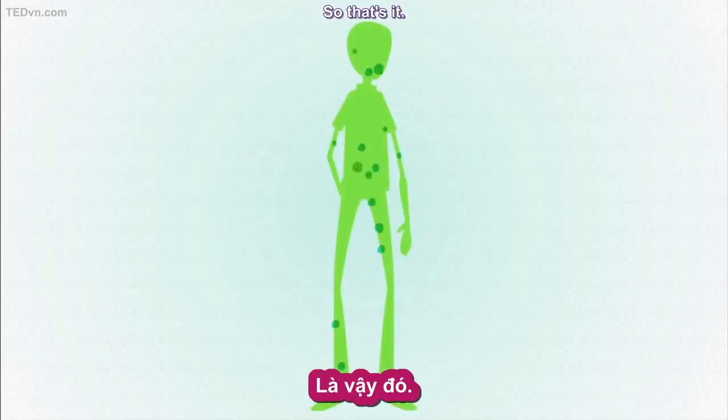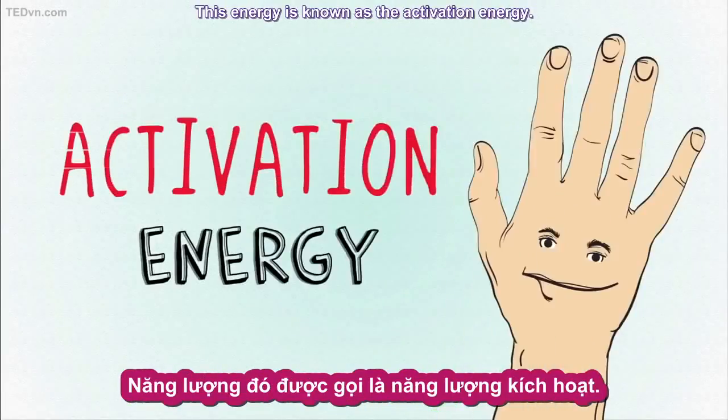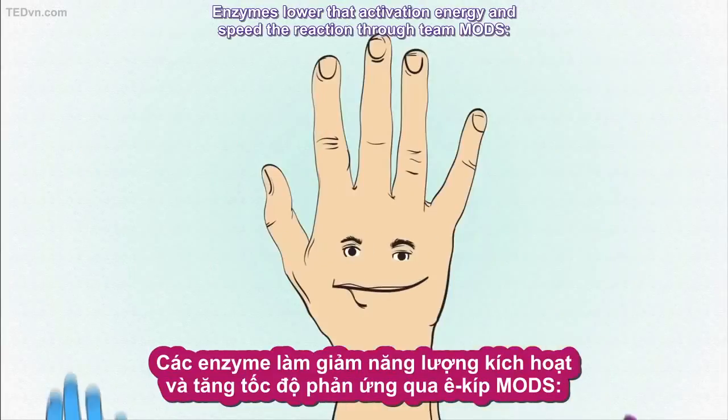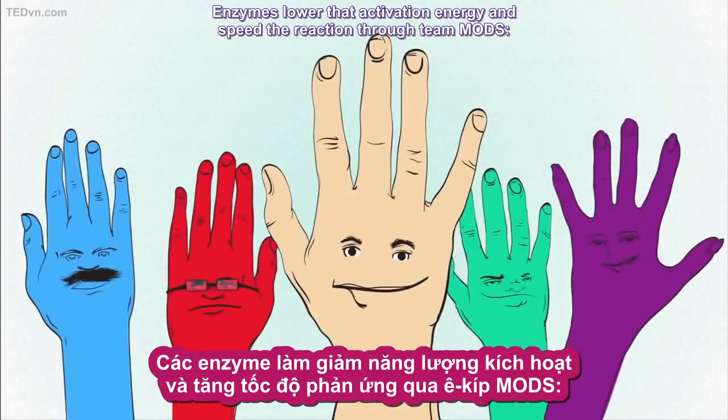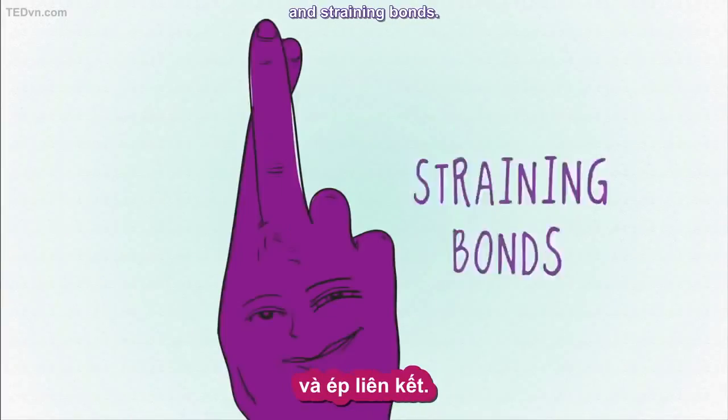So that's it. Remember that all reactions need energy to get going. This energy is known as the activation energy. Enzymes lower that activation energy and speed the reaction through team mods: microenvironment, orientation, direct participation, and straining bonds.